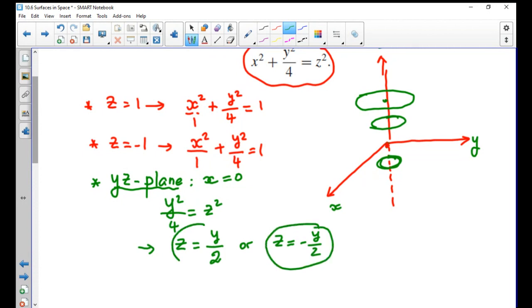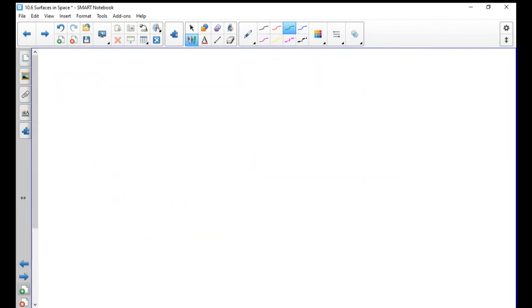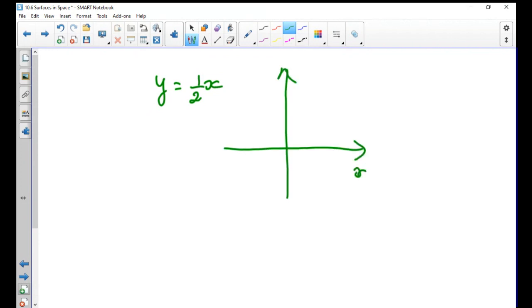What are these lines? What are these equations? Z equals y over 2. It's a bit like if I say, what is the equation of this? What is the graph of this equation? It's a straight line with a slope of half. So the graph will be like this.